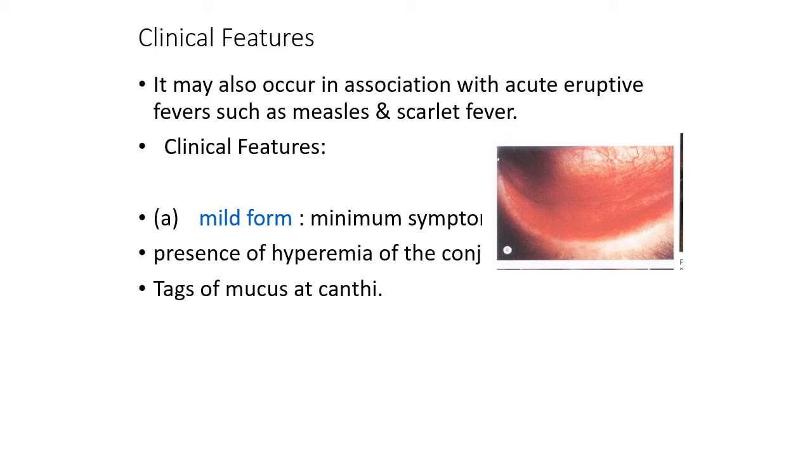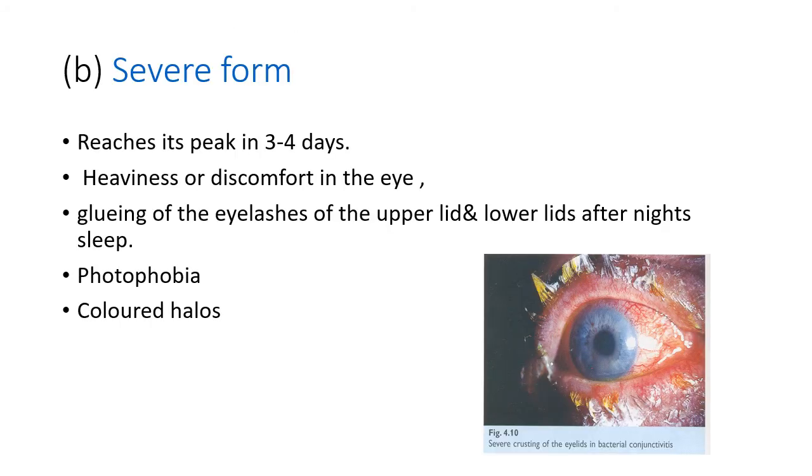What are the clinical features? You can write the symptoms as well as signs. There can be two forms. In the mild form, you can have minimum symptoms. The patient can come to our OPD with hyperemia or redness of the eyes. Then there can be tags of mucus at the canthi. In the severe form, it reaches its peak in 3 to 4 days. There is discomfort in the eye, and matting of the eyelashes of the upper lid and lower lid. Then there can be photophobia and there can be colored halos.